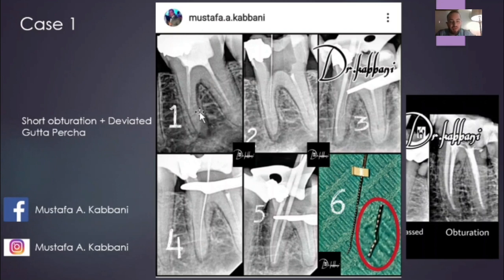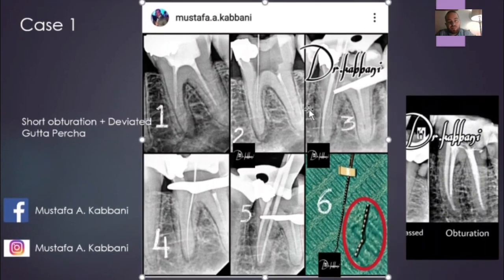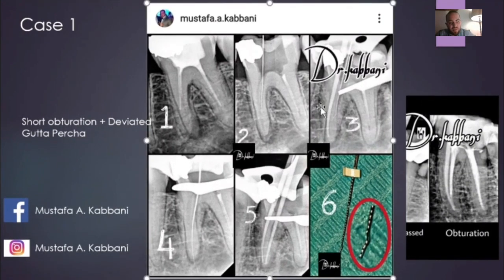Okay, in this case, in the mesial root, we already have a radiolucency around the apex, so we had to open the canal to relieve the pain of the patient. In x-ray number 2, we can see the level of the ledge. This ledge was bypassed in 2 steps.